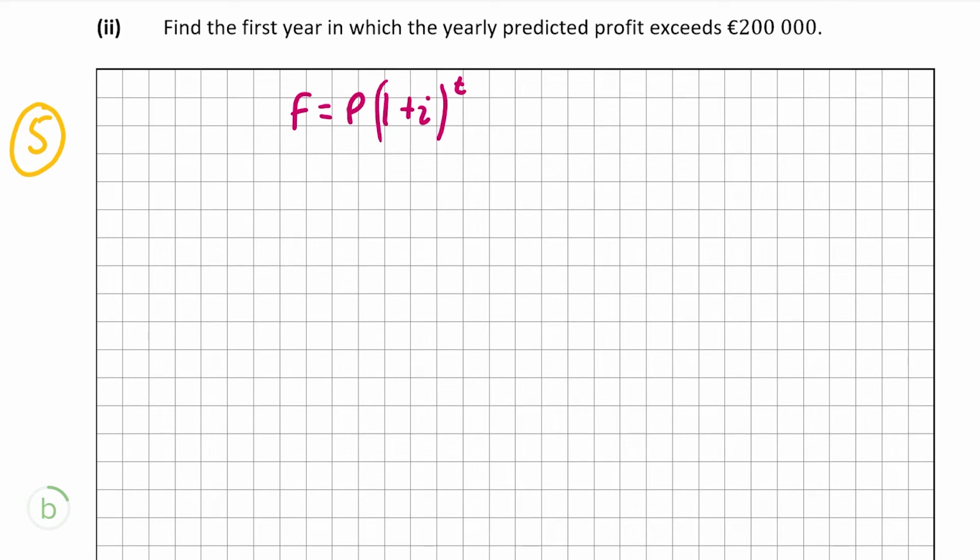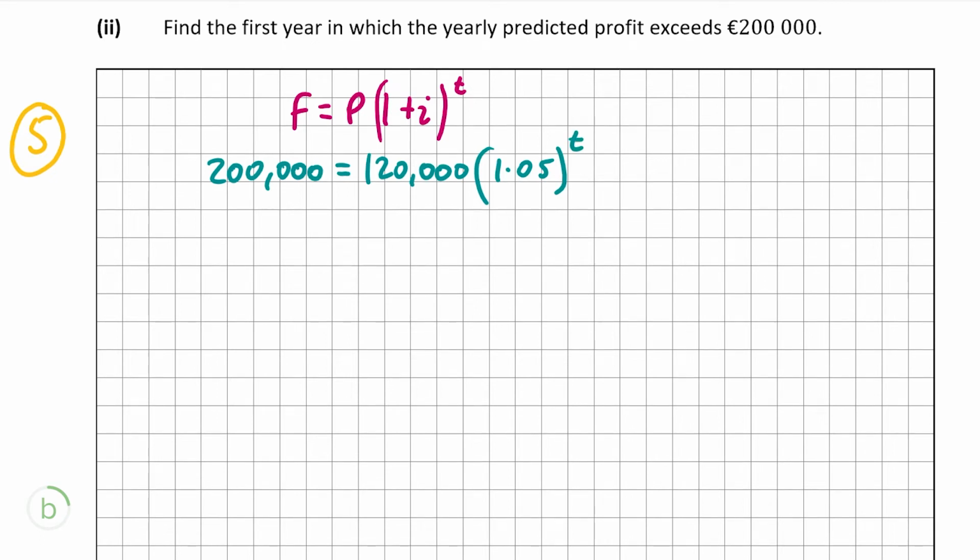So the final value, we want to see when that's going to be equal to 200,000 euro, and then P, which is the profit that we started with, is 120,000, and then i here is going to be the rate of profit, which in our case is 5% or 0.05, and 1 plus 0.05 is just 1.05, and then t is what we're trying to find out. So t is the variable here. So we're going to solve this now and work out t.